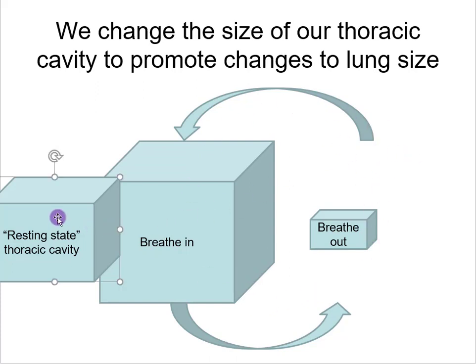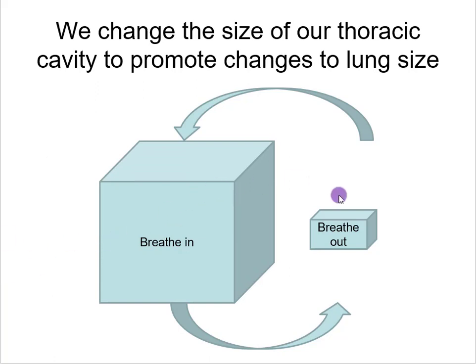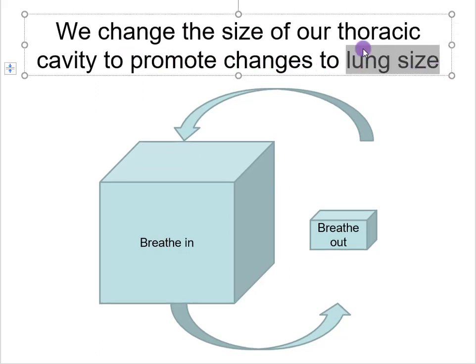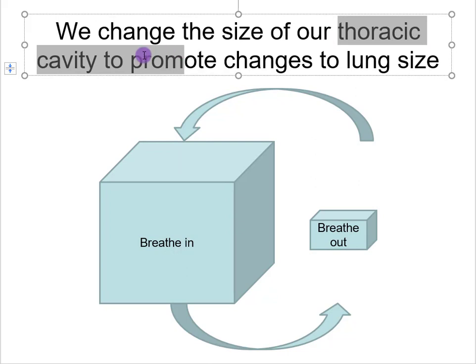So what I need you to see then, let me delete this resting thoracic cavity state. I just meant to show you that there's a state in between as well, but again, you're never truly at rest. What I want you to see is that here, I open up my chest and I invite air to come in. Air comes in. And then when I close the chest wall, air ends up going out. And this is the cycle through which we breathe. We change the size of our thoracic cavity to promote changes to lung size because our lungs are glued to the inside of the thoracic cavity.